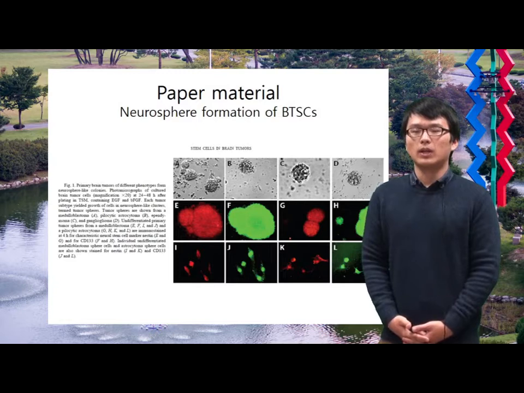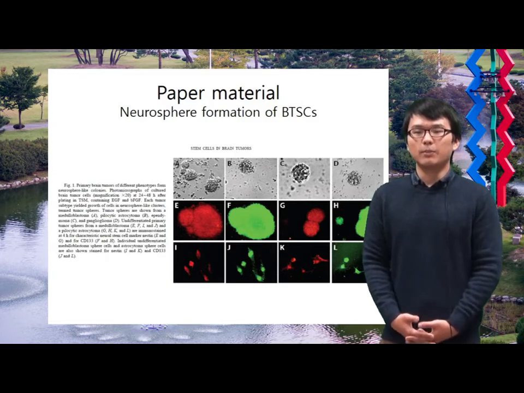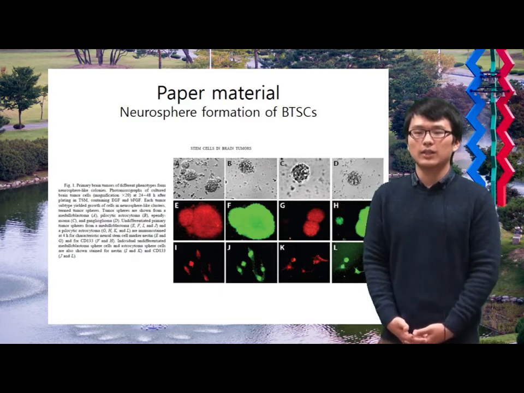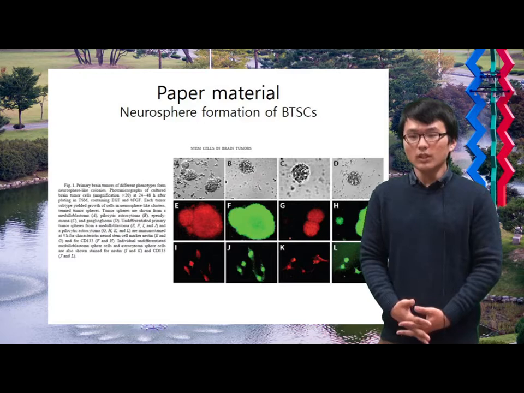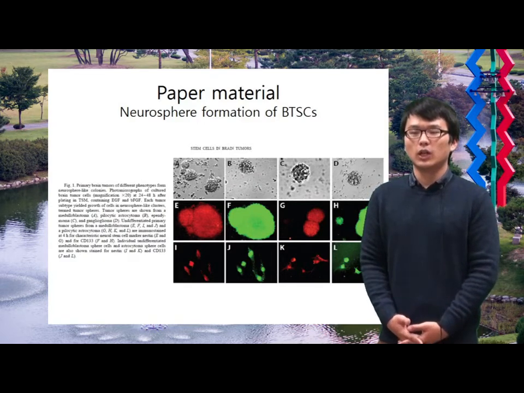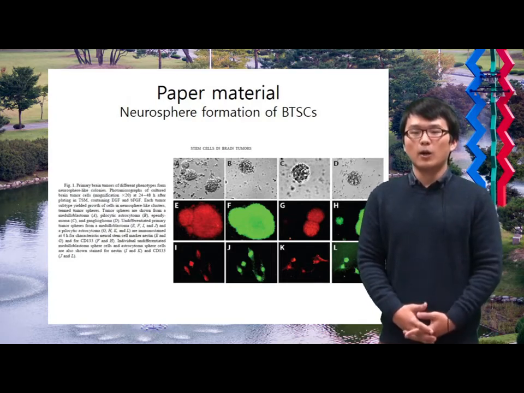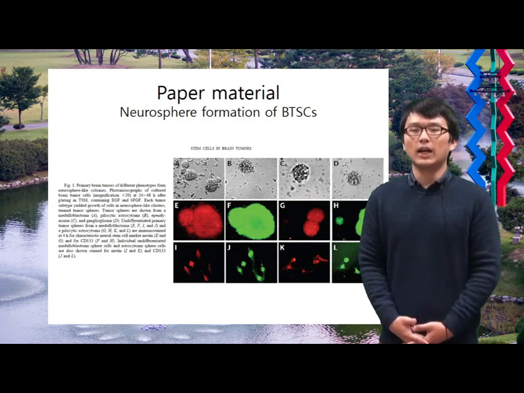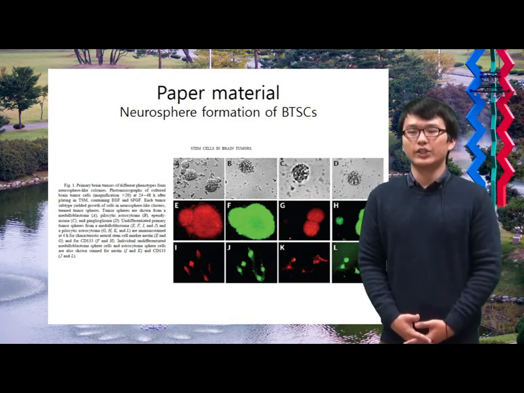Back to the paper. Now let's take a closer look at cancer stem cell isolation. In this paper, they used various types of primary cancer cells. The first figure showed that there were various cancer cells forming spheres in vitro. From the left column, medulloblastoma, pilocytic astrocytoma, ependymoma, and ganglioglioma cells are shown.